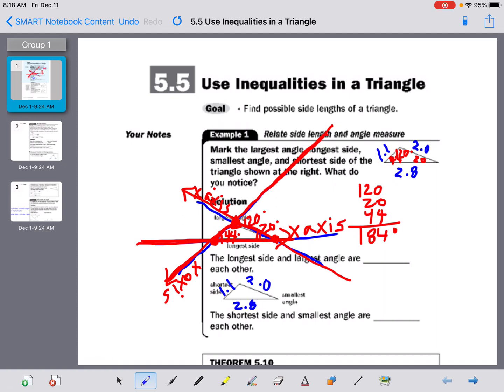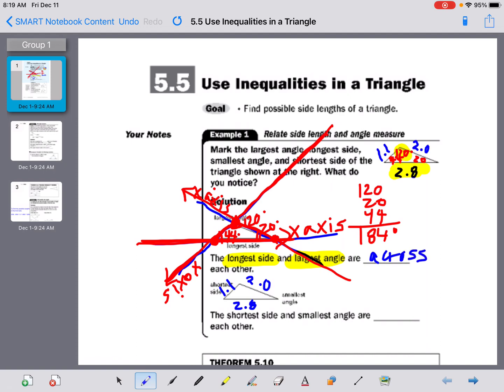Okay, so the concept we're going to get to here is, where's your longest side? Okay, that's what we're looking for right now. Where's the longest side? 2.8. Where's your biggest angle? Right up here with the 120. What would you say about the longest side and the largest angle? Where are they from each other? They're across from each other, right?